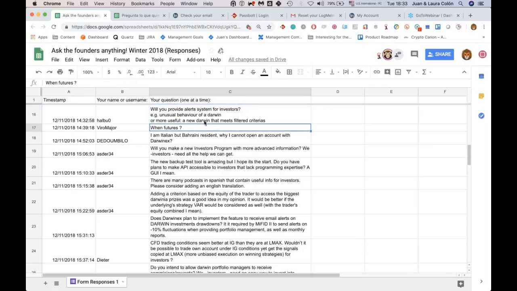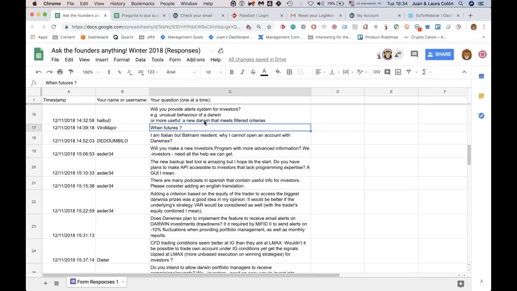On the filters though, Javi, is it not possible to find new Darwins that meet certain filter criteria? I mean, is it not added automatically? Yes, and you can do that, and your filter is automatically updated each day.